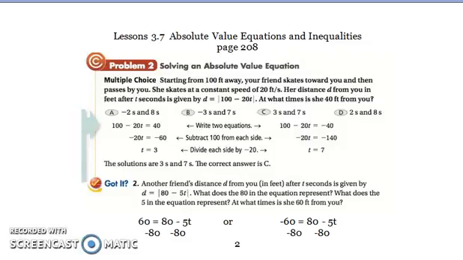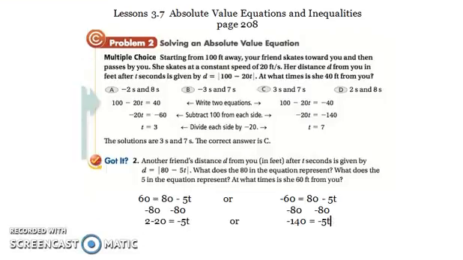Sorry, negative 20 equals negative 5t, or negative 140 equals negative 5t. Okay, give myself a little more room here. Oops, I don't know why I have an extra 2 there.